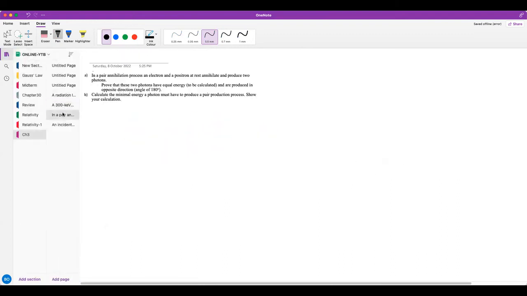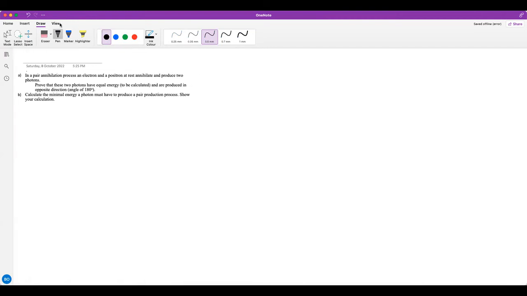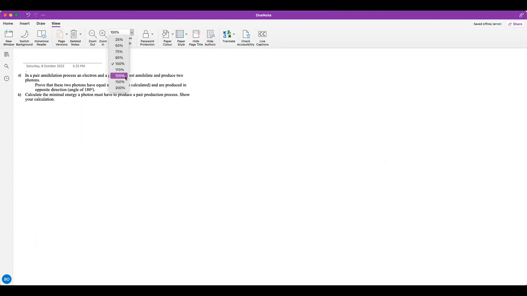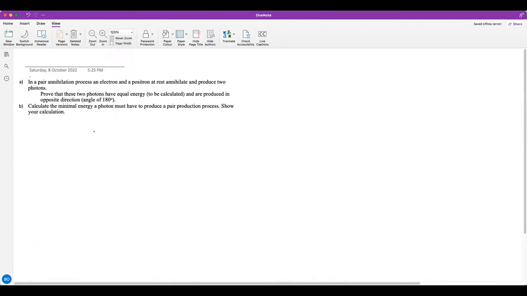problem here. Yeah, so here it's mostly about the pair annihilation and production process. So the first question is, in a pair annihilation process, an electron and positron at rest annihilate and produce two photons. It's very, very important to understand that this is at rest. So an electron and positron at rest will produce two photons.